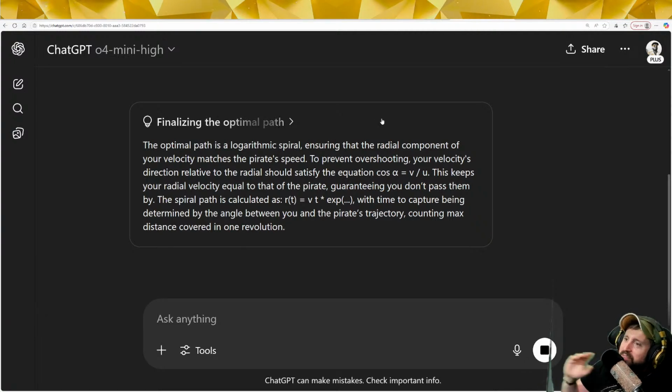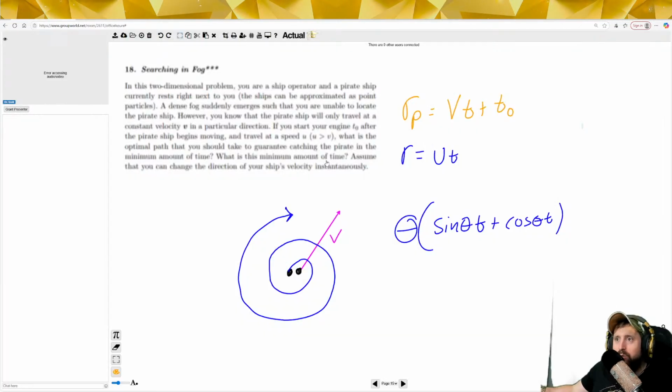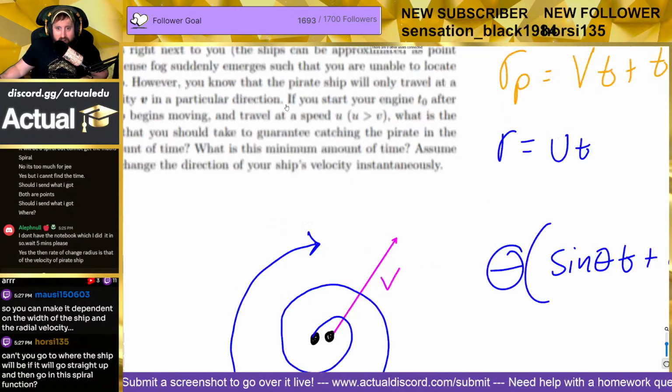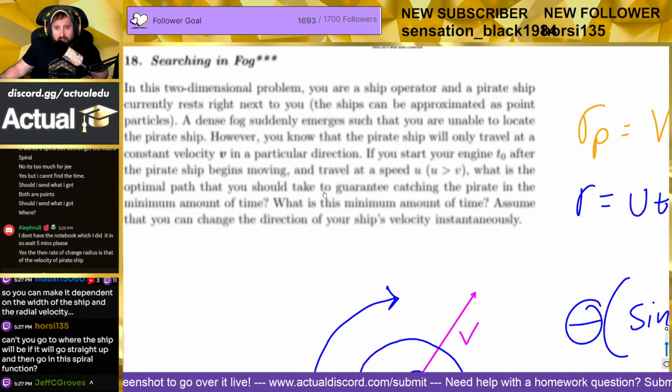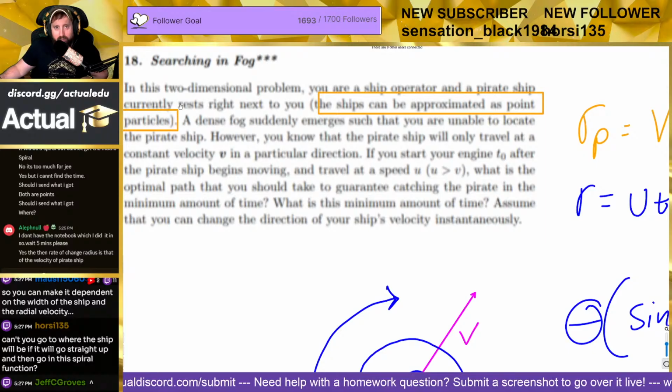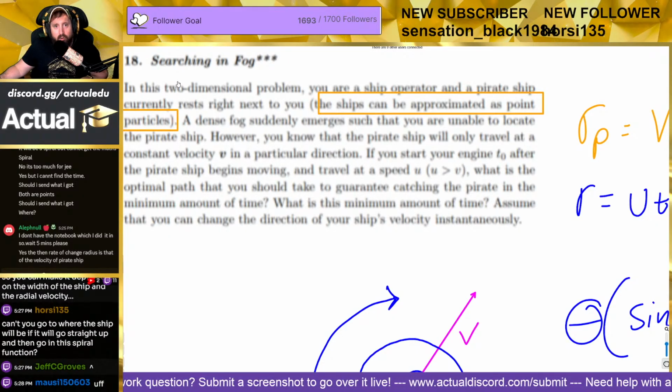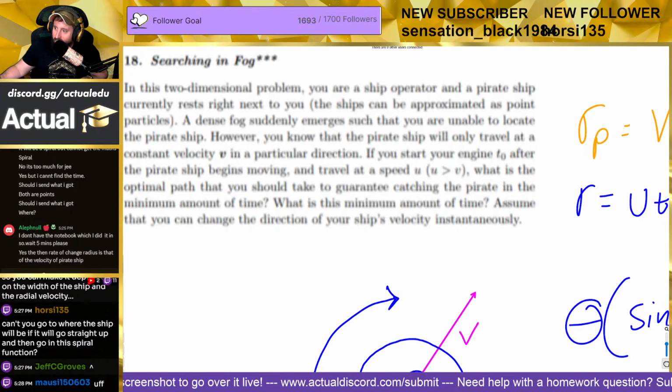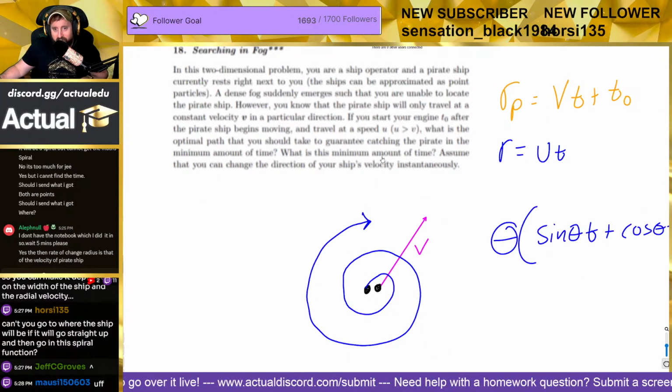Yeah, no, so I think, from the question here, I think we assume they're point masses, right? They say the ships can be approximated as point particles. So you assume they don't have any width. Correct. Very correct, Horsey. Yeah, that's what we're basically saying.